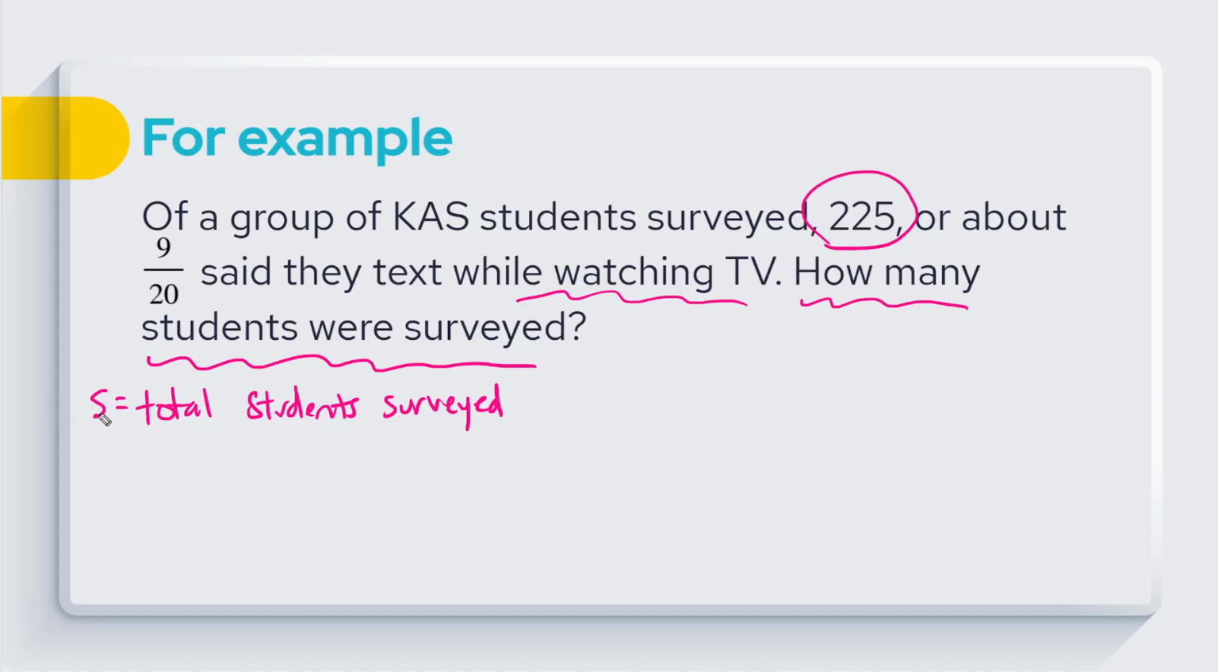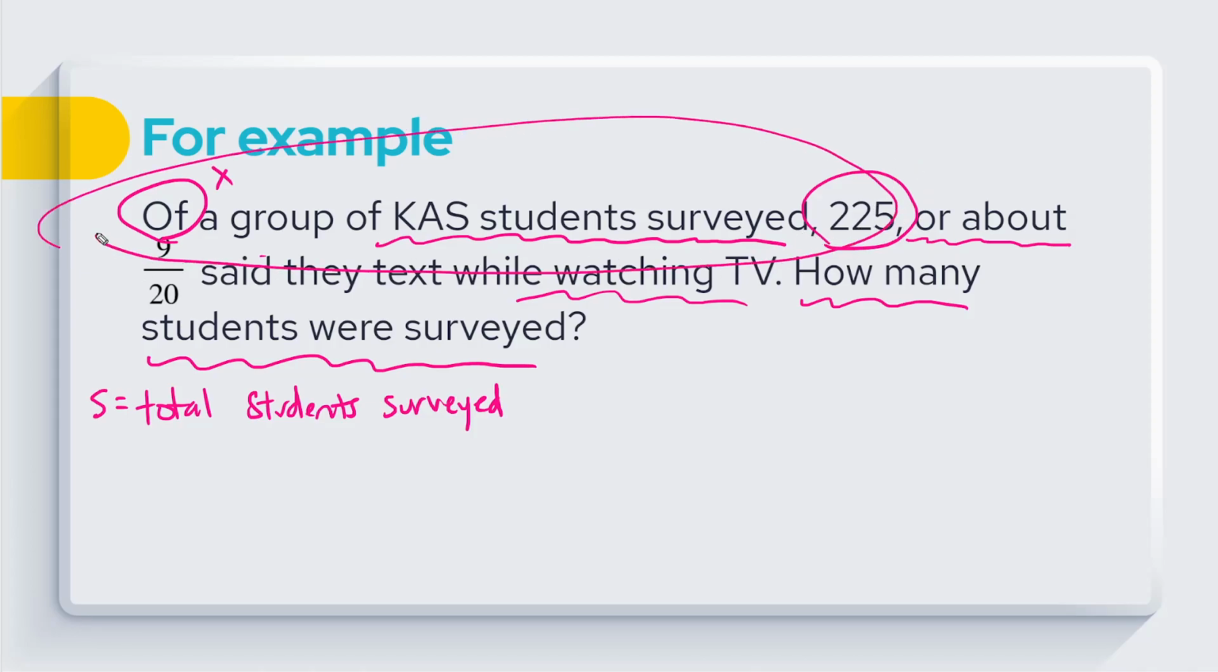So, of the KAS students surveyed, this word "of" often tells you that you're multiplying something. 225, or about 9/20, said that they text while watching TV. This "or about" tells you that whatever happens over here in the first part of the sentence is equal to, or about equal to, 9/20, right?